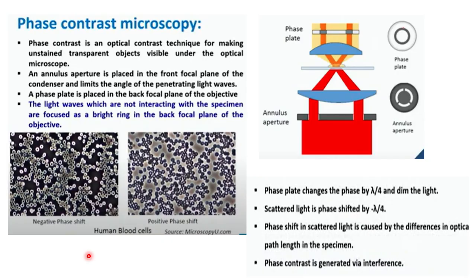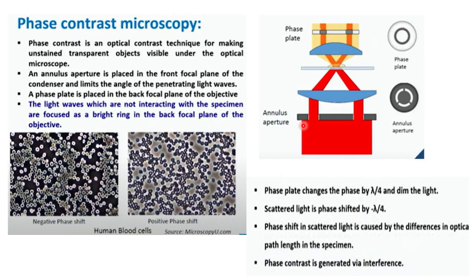There are two optical elements involved. One is the phase plate, another is the annular aperture. These are the two added components on an ordinary microscope. So you put a phase plate and an annulus aperture, added on a simple microscope, to develop a phase contrast microscope.